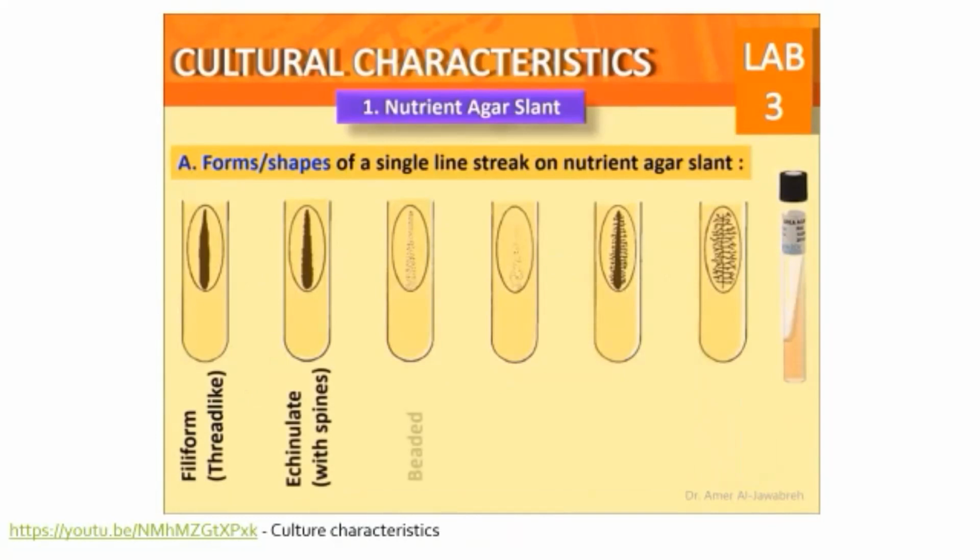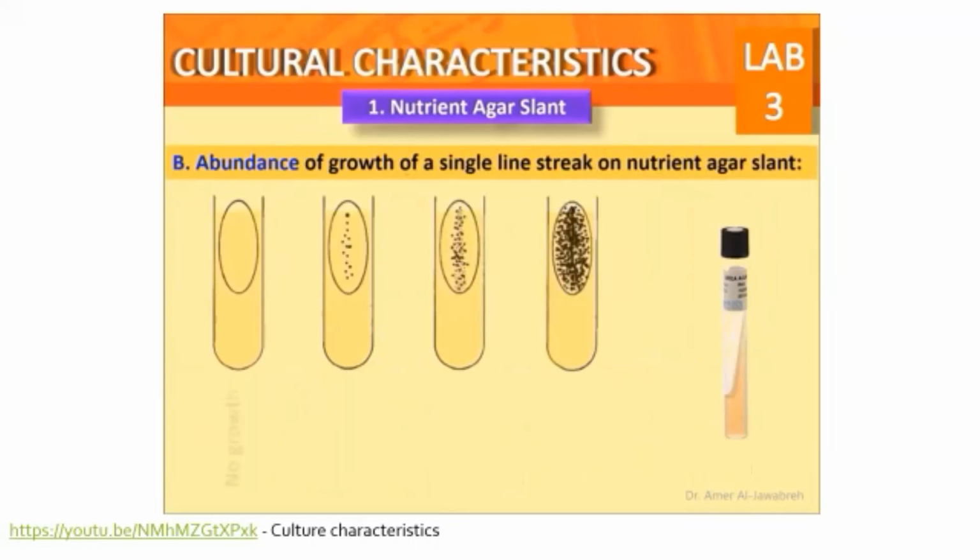This is called a slant. Forms include thread-like, beaded, effuse, arborescent or tree-like, and rhizoid, filamentous. Abundance of growth of a single line streak on nutrient agar slant. So it's just showing some characters.